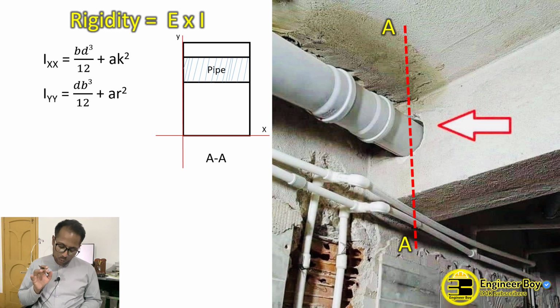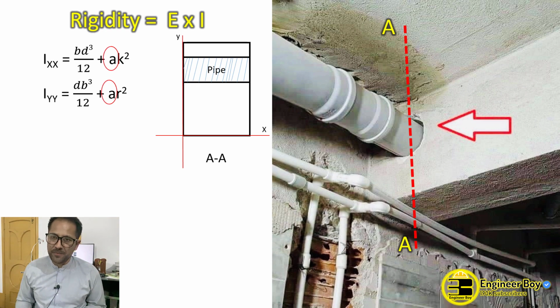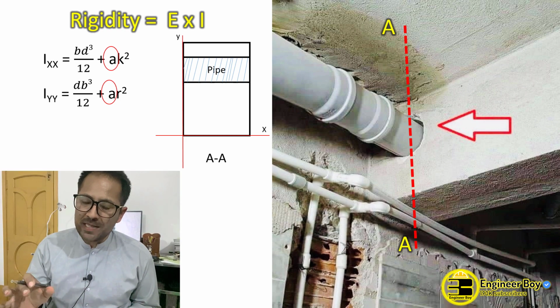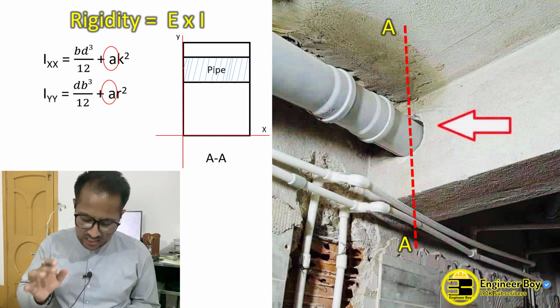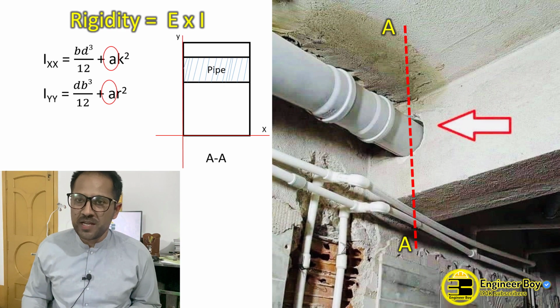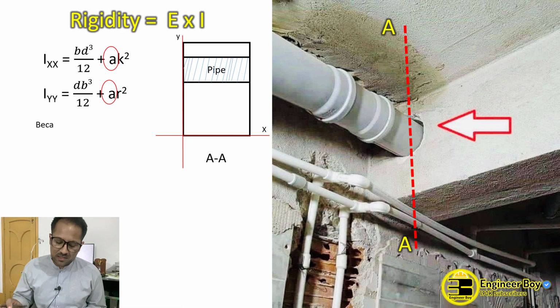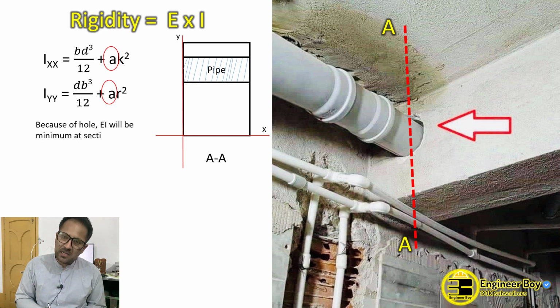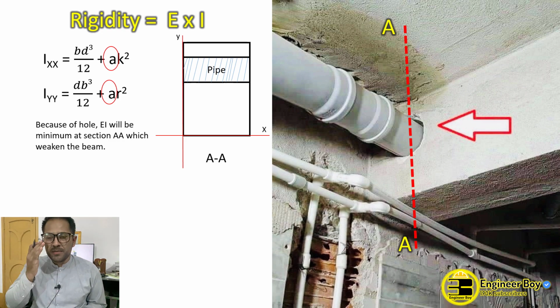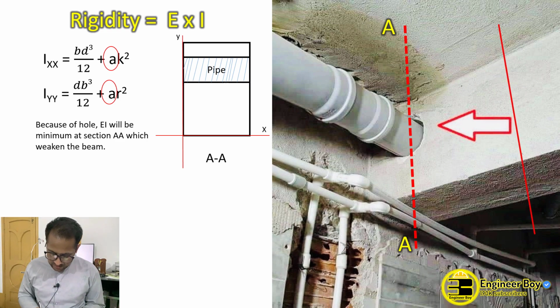Now, as you can see, we have a very important property. That's actually the area, that's Ak squared and Ar squared. So remember, where we have the hole, the area can be deducted. That means decreasing the area in the section will decrease the rigidity. You can say EI will be minimum if we have less area. Having more area, like at the section BB, the area is actually solid. There is no deduction for the hole. So the area will be more, that means more rigidity.